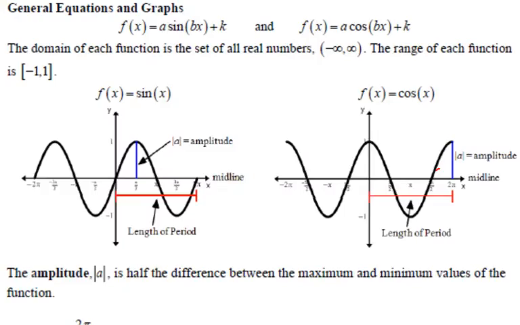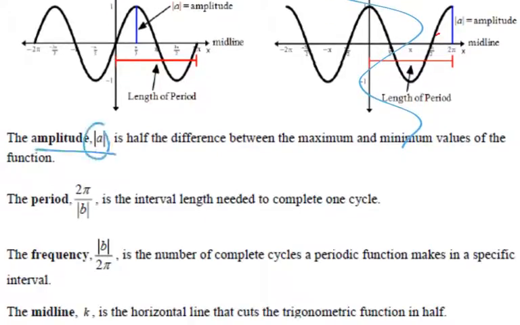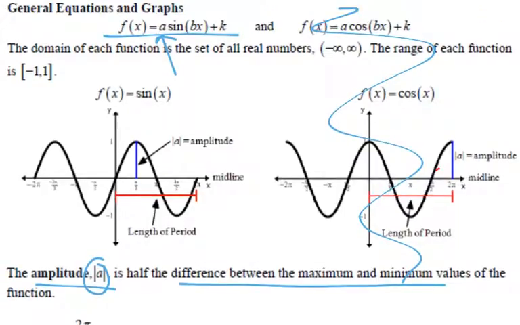So here's the standard equation for sine. We're not worried about cosine right now. The amplitude is always the number in front of the sine. Get the absolute value of it. It's half the distance between the max and the min, the peaks and the troughs. That's our amplitude. That's where we see it on our equation. This is where we see it on our graph.